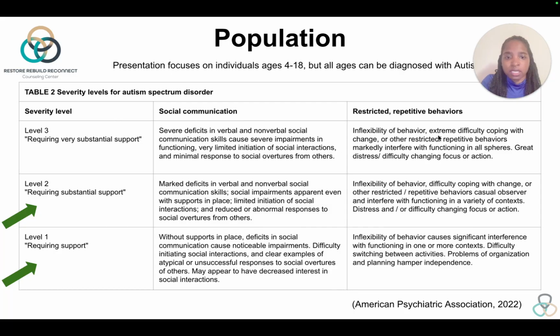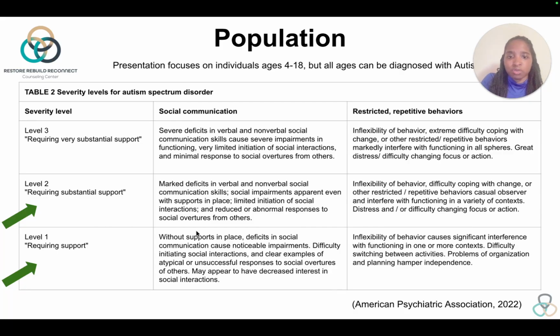And then at the top of the chart, we have level 3 autism, which is referred to as requiring very substantial support. With this level, individuals tend to have severe impairments in social communication. They have minimal social initiation or response, and they have extreme difficulty coping with change. Again, just for the sake of this presentation, I am just focusing on levels 1 and 2.